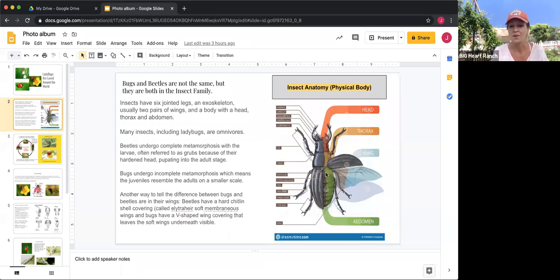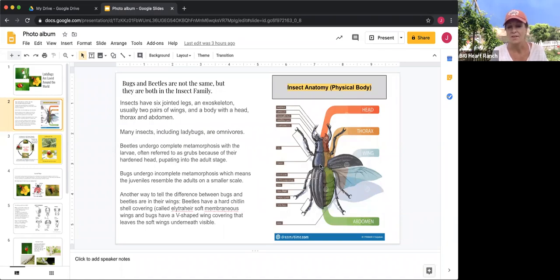Beetles have this hard chitin, which is an outside shell covering, and they also have soft membranous wings. I think I made an error here in the PowerPoint, but I'll correct it. And they're also a V-shaped covering.